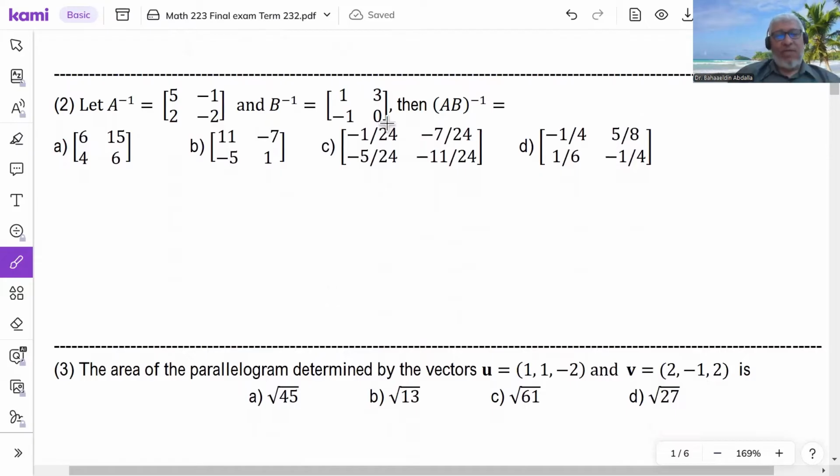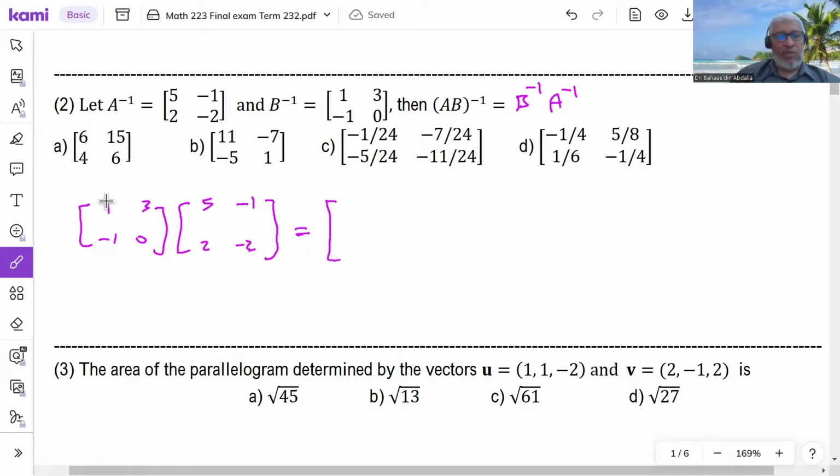This is A inverse and this is B inverse. Find the inverse of AB. Well, there is a formula that says the inverse of AB equals B inverse times A inverse. So I need to multiply B inverse times A inverse.